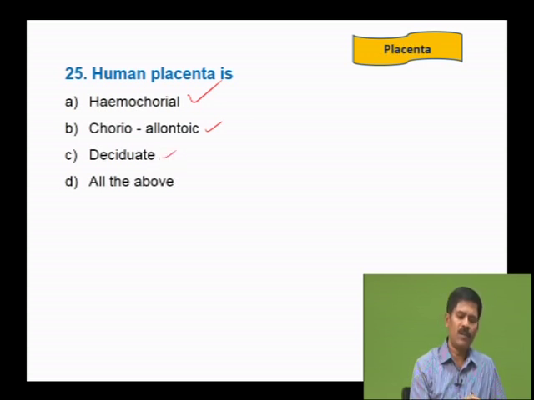But at the time of parturition, placenta automatically separates, but umbilical cord is still attached to the fetus. It is later separated by gynecologist or birth attendants.